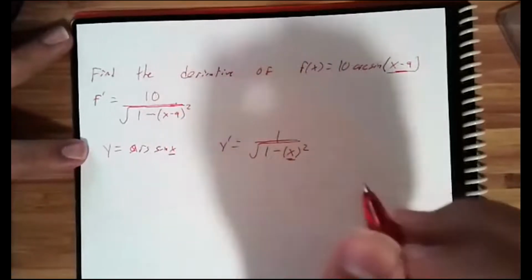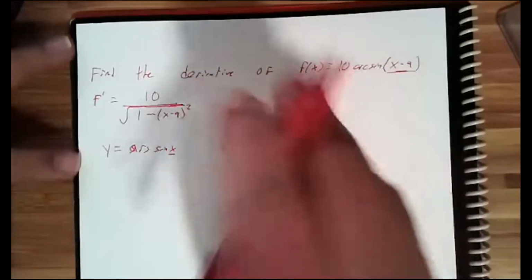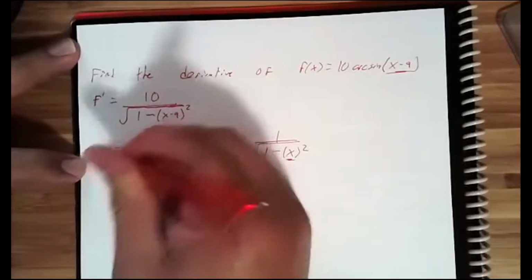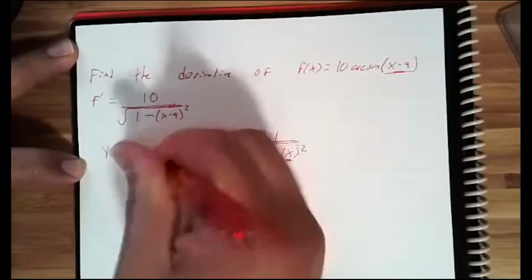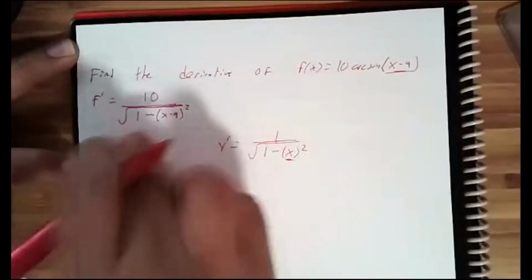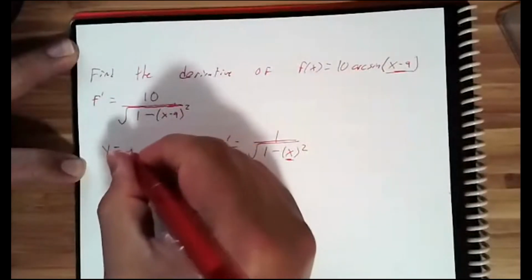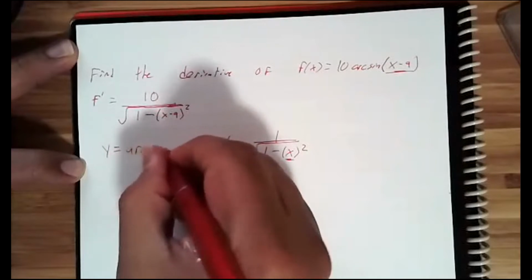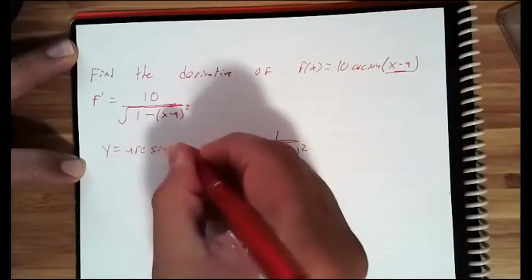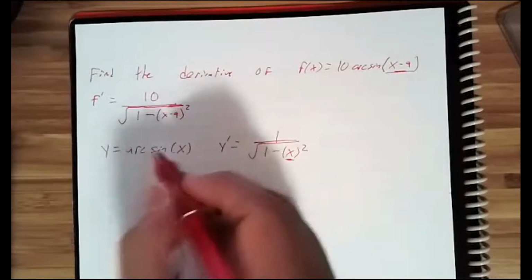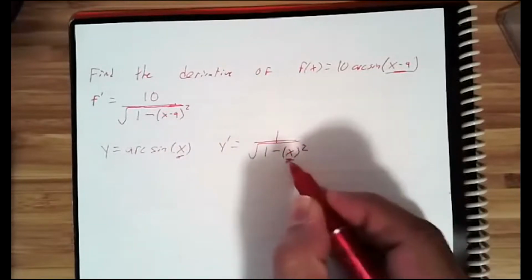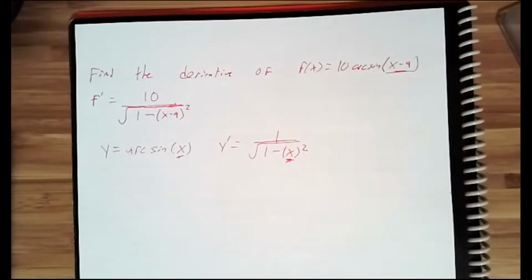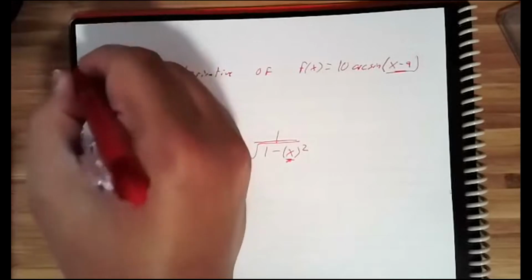What does that y say next to it? What is that? Arc. Sorry, I couldn't see it. I was like, what does it say? Arc sine of some x. Okay, there you go. So this x is here. That's number 15. Okay.